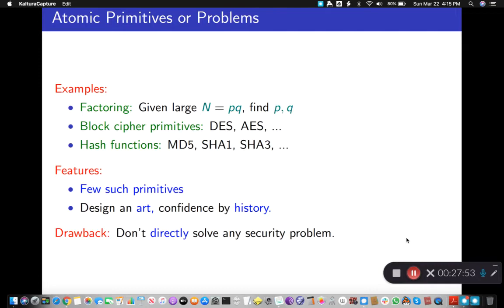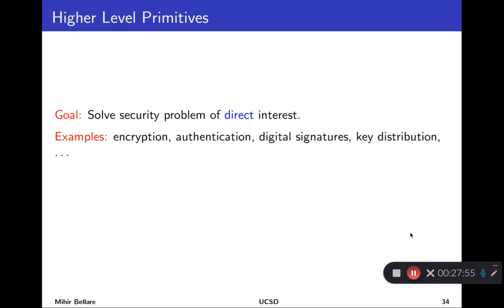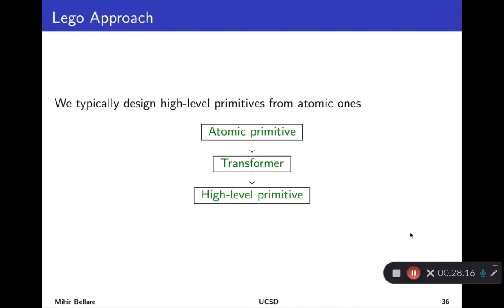So this takes us to the next step, which is that we build higher level primitives on top of these atomic ones. And these are the problems we really want to solve: encryption, authentication, signatures, key distribution, and so forth. And there's lots and lots of these. There's a proliferation of different goals and methods to achieve them. In building these is where, in some sense, a large fraction of cryptographic work enters.